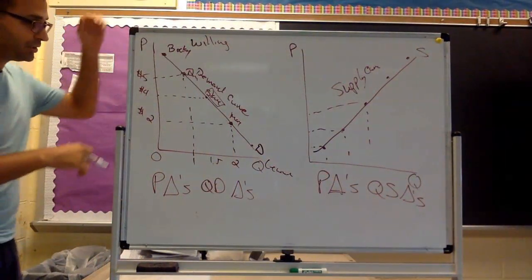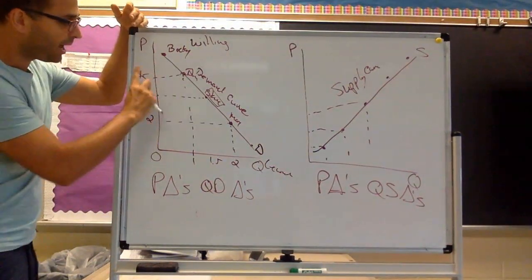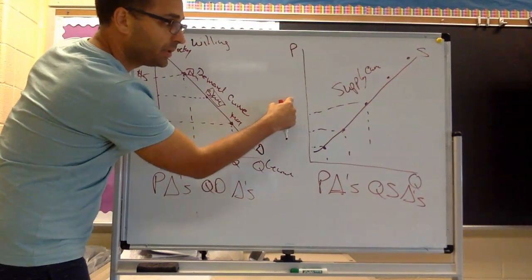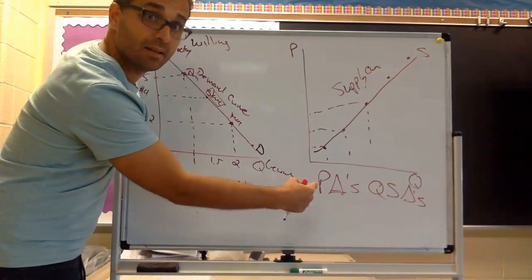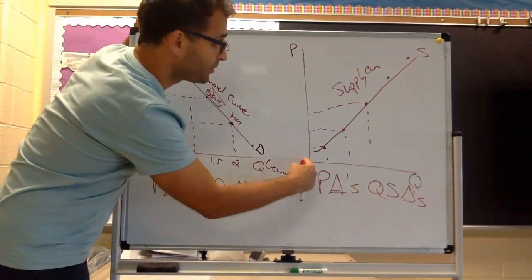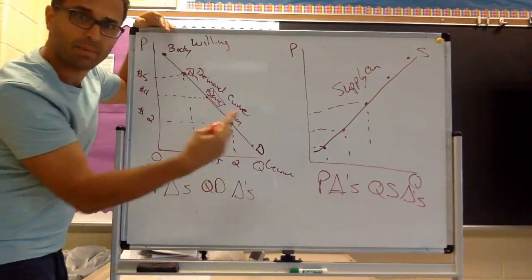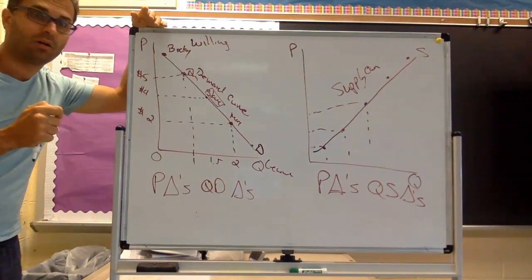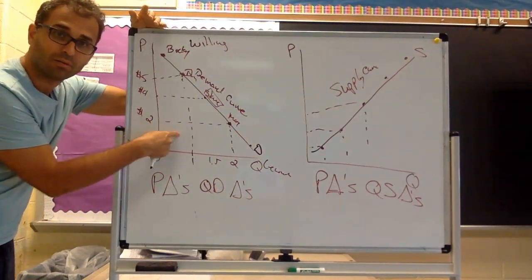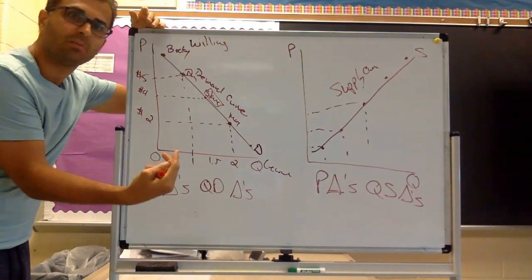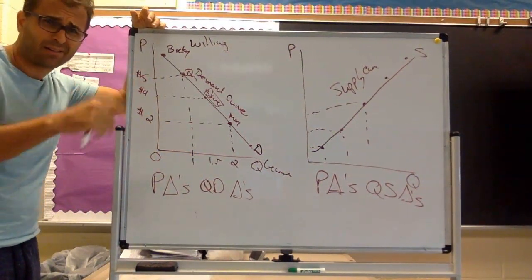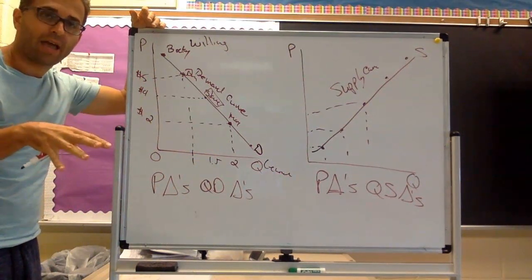In opposite directions. So when price goes up, the QD goes down. When price goes up for suppliers, what happens to the QS? The QS actually goes up, right? The price went up. Oh, you know what? Price went up. I can make a profit here. I'm going to sell more. Price goes down for demanders. Oh, I'll buy a little bit more. Price is lower. I'll buy more. All of a sudden, I want more lemonade because it's cheaper. Why not, right?